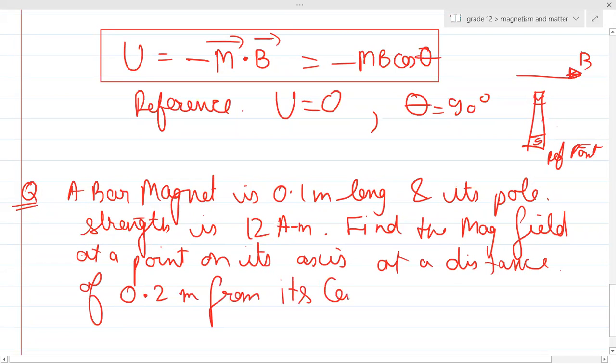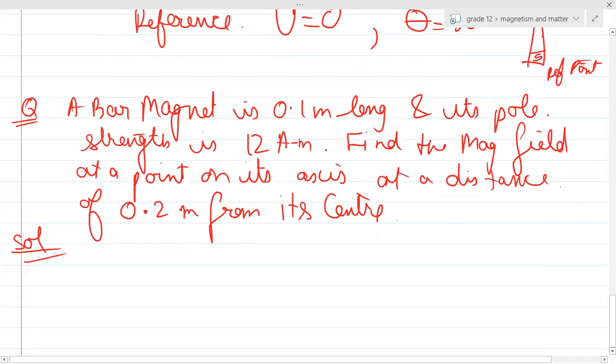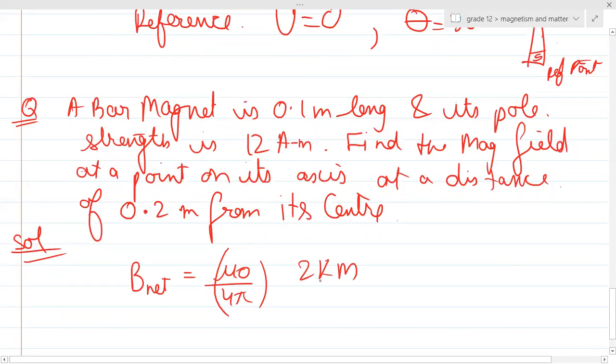So here you will not be able to consider the dipole as small, right? Is the length of the dipole very small as compared to the distance from the center? So you will not be using that formula B equals 2kM by r cube. No, you will be using the general formula, and if you don't remember it, derive it. Either remember it, I don't mind. Mu naught by 4 pi, twice of kM r, under root of r square minus d square, whole square.